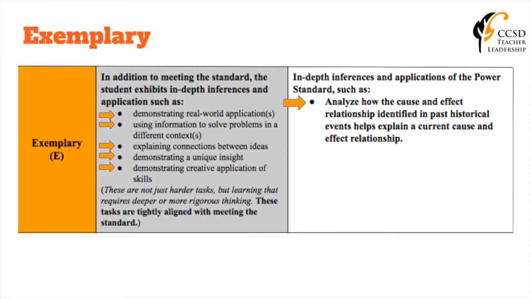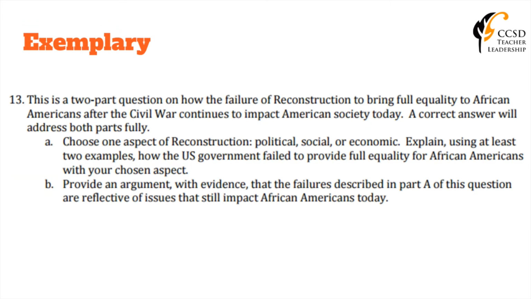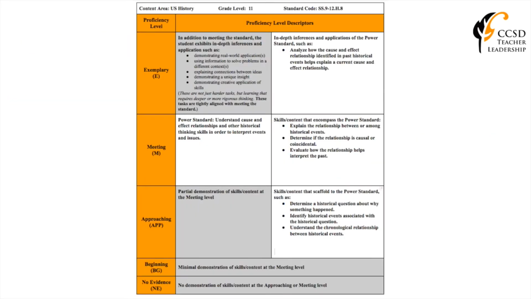For our test, perhaps we want to determine whether our students can see how an historical event continues to impact the present day. We could write a question at the exemplary level such as this one. In this example, the question asks students to interpret a historical cause and effect relationship in Part A of their response. In Part B, they are then asked to use the relationship to help explain a current cause and effect relationship.